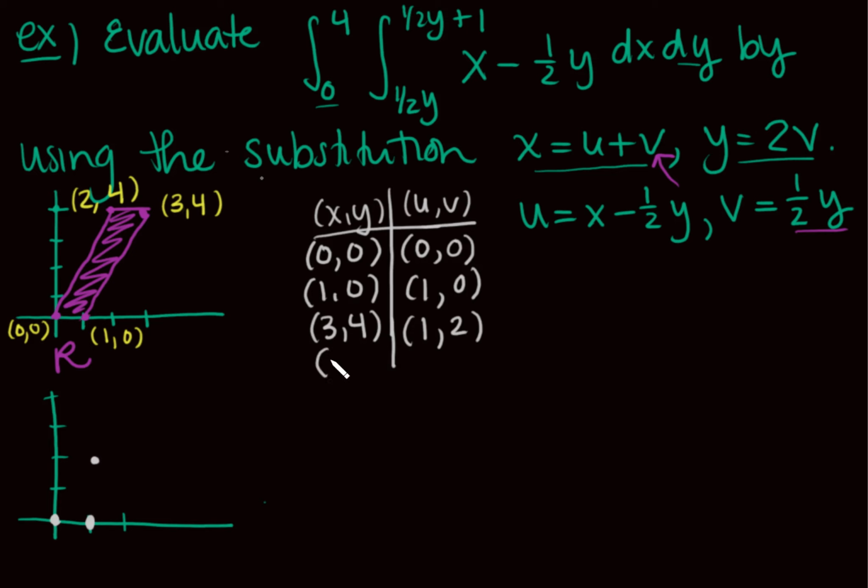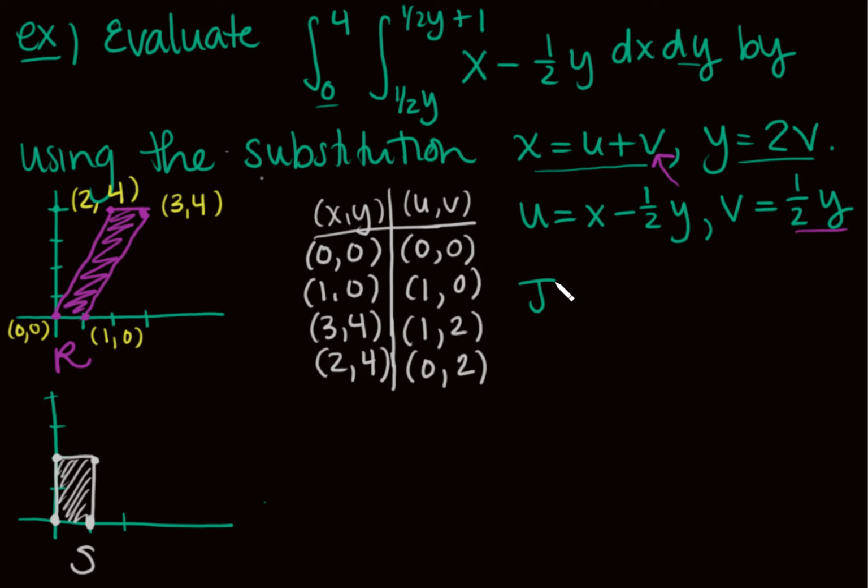And then the final one, which is 2, 4. If I take 2 minus half of 4, that's 2 minus 2, which is 0. And then half of 4 is 2. So if you notice, what we end up getting is just this rectangular region, which is great because that's easy to integrate over. Now this is my new region S. Just like when you change your bounds with regular substitution, these are going to be my new bounds for my double integral.